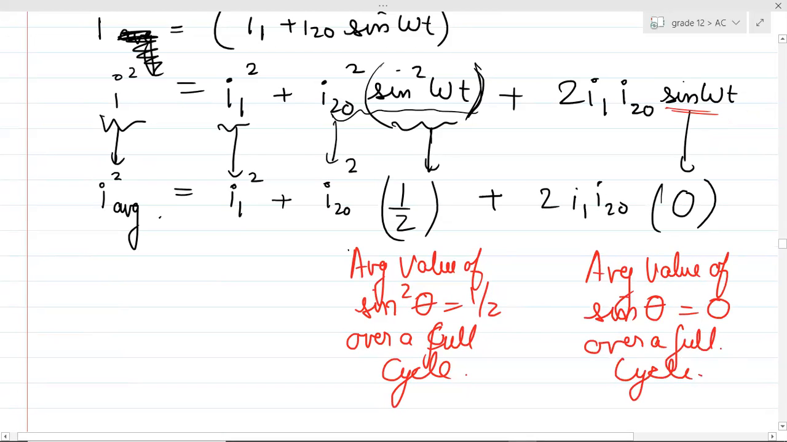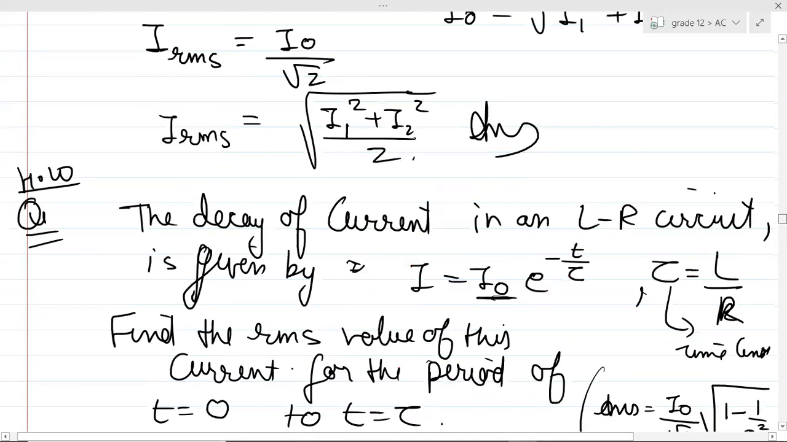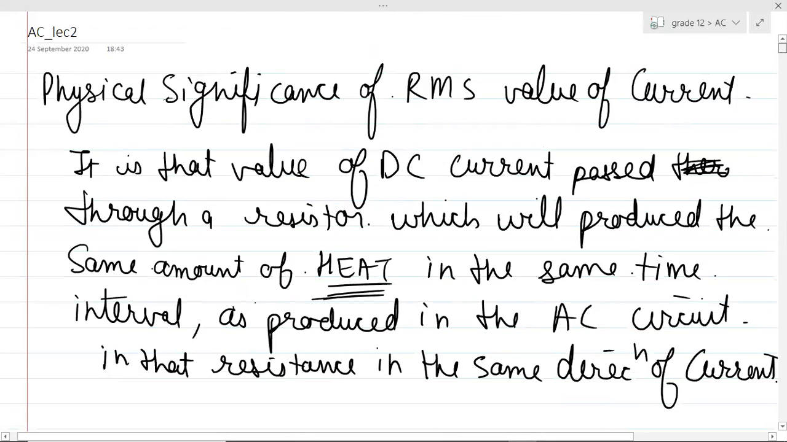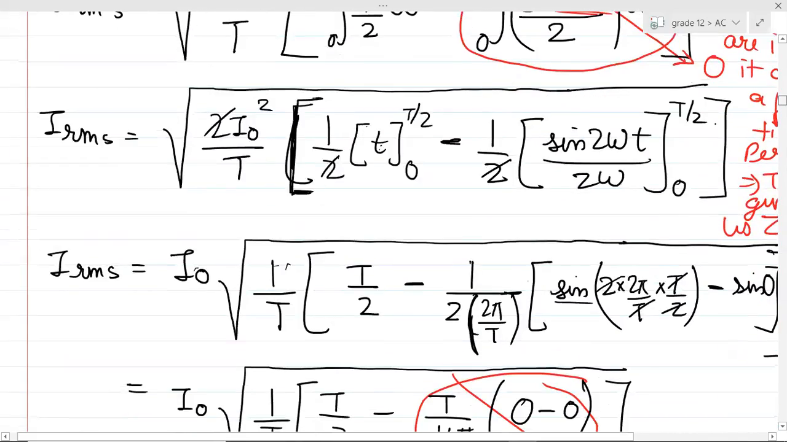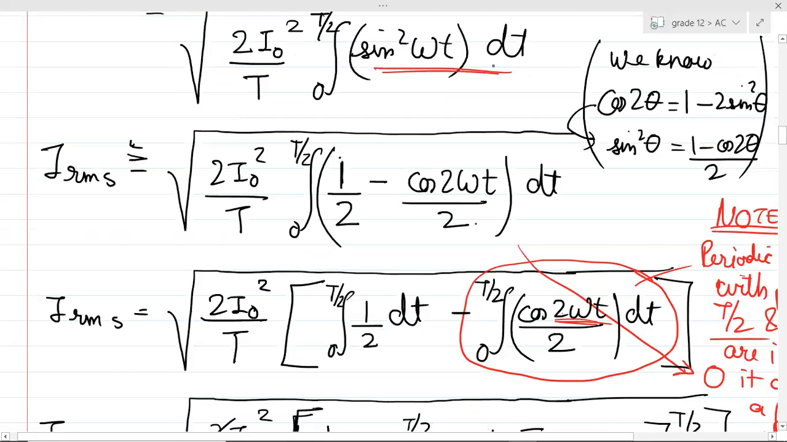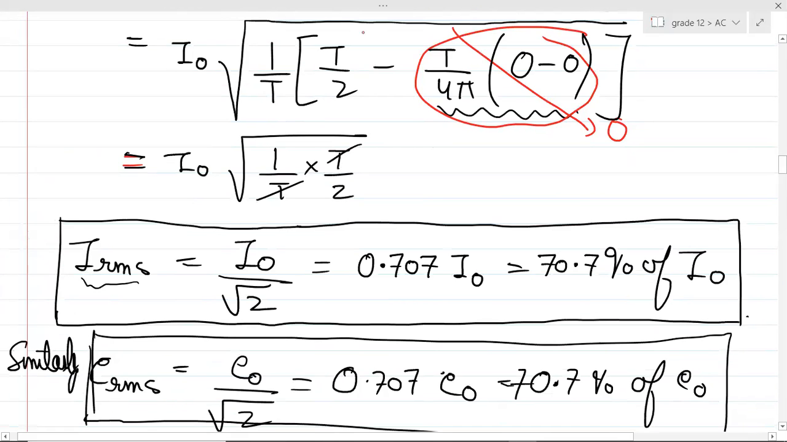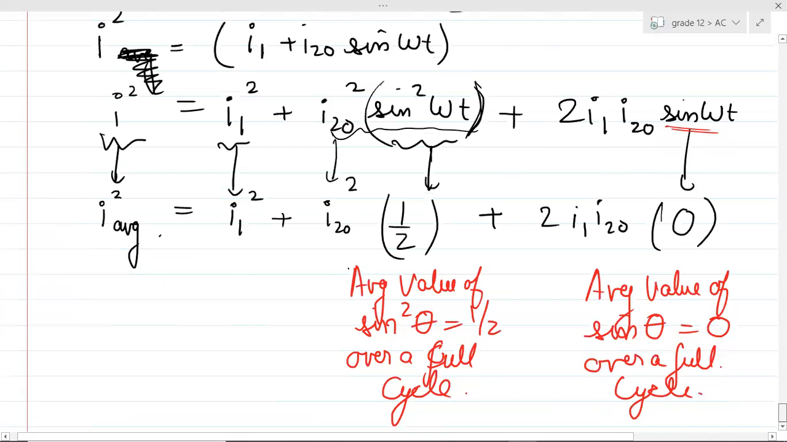Sir, how did you get 1 by 2? Can you see over here, when I integrated RMS current, do you remember what was the final answer which I got? Only this term was left, right? And can you see over here that t and t got cancelled out, right? So what was the final thing which I got? 1 by 2, right? So always remember this, with the help of that only we are directly writing this.